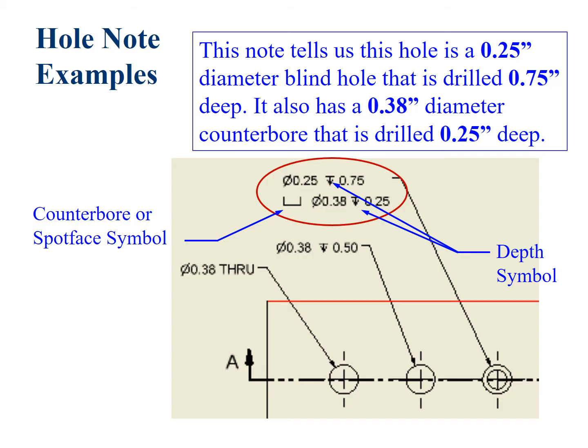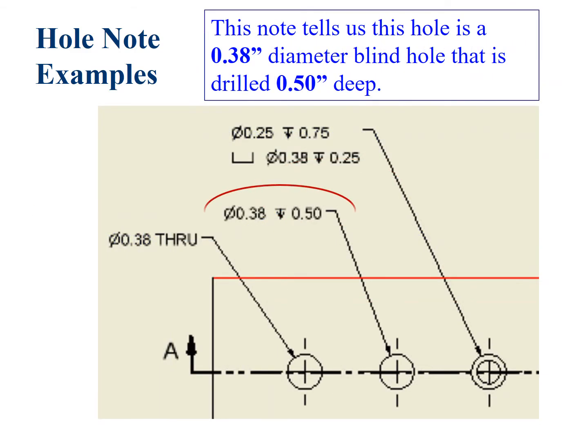This note tells us this hole is a 0.25 inch diameter blind hole that is drilled 0.75 inches deep. It also has a 0.38 inches diameter counterbore that is drilled 0.25 inches deep. This note tells us this hole is a 0.38 inches diameter blind hole that is drilled 0.5 inches deep.